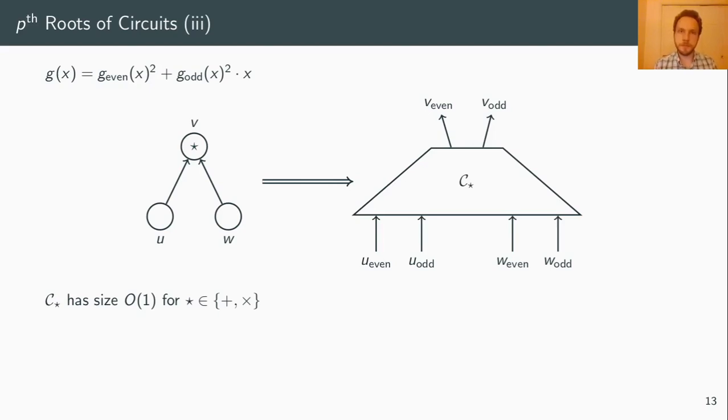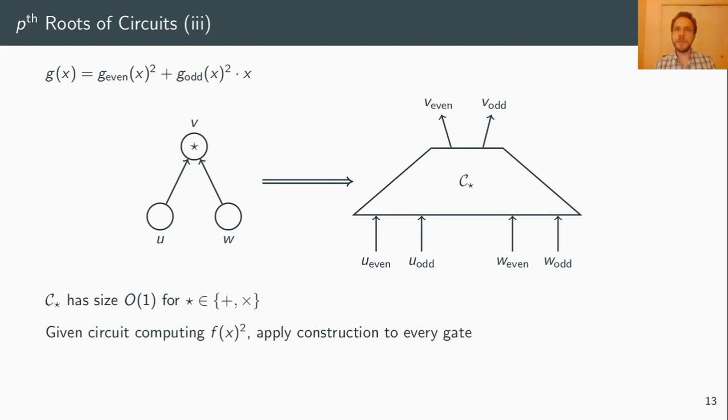Now what we'll do is we'll take this construction, and given a circuit which computes f squared, we'll apply this construction to every gate in that circuit. So what this is doing is taking a circuit which computes f squared, and now we're computing all the even and odd parts of the gates appearing in that circuit. And if you think about this, what this does is this allows us to take the square root of the original circuit we were given by computing the even part of the output gate.